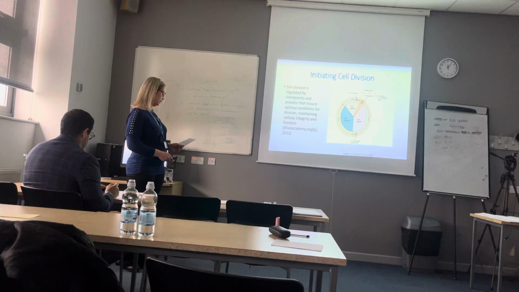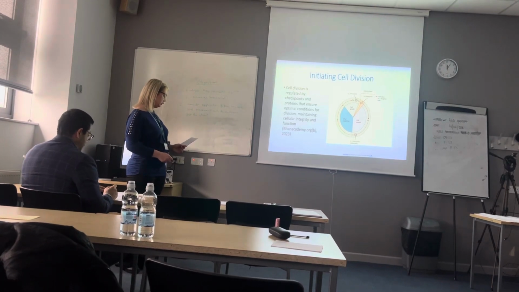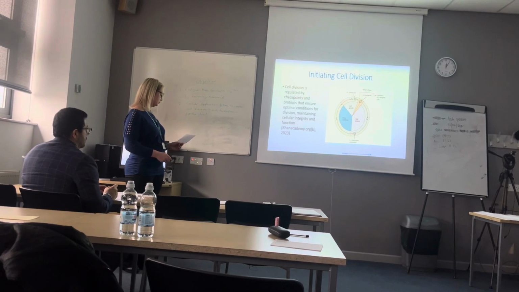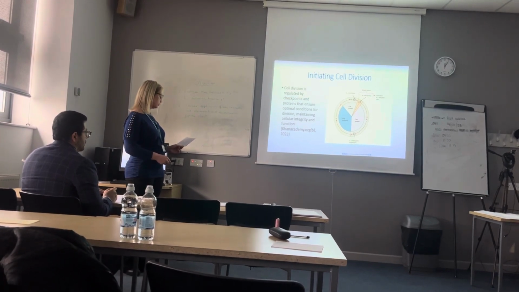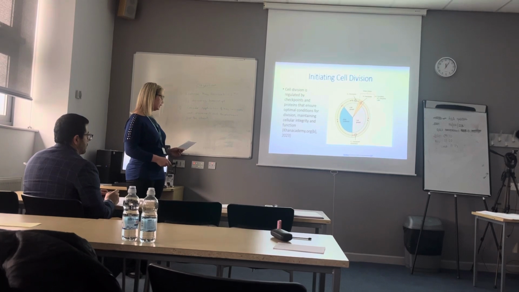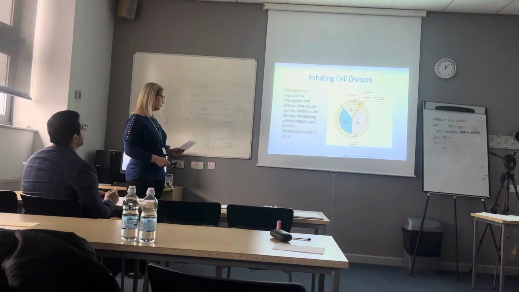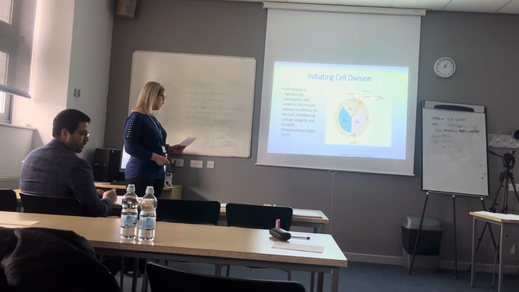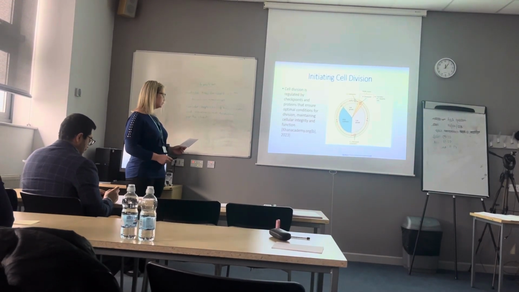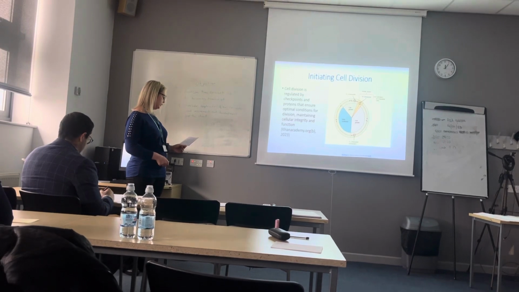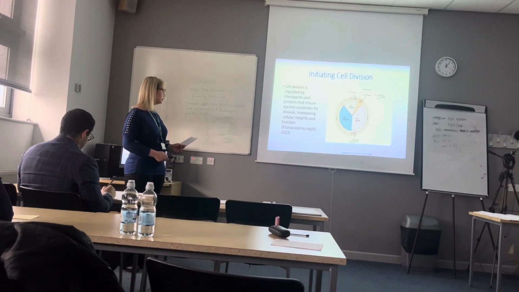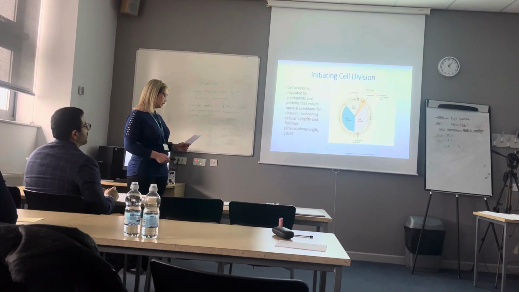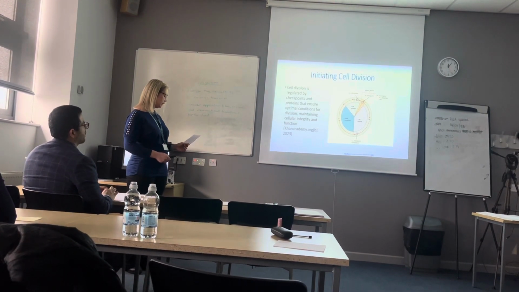G1 is the longest phase, where the cell begins to grow. At this stage, cells such as neurons, which are fully developed, neurons of the brain, are able to exit the cycle. G2 is the shortest part of the cycle. This is the final stage before mitosis.